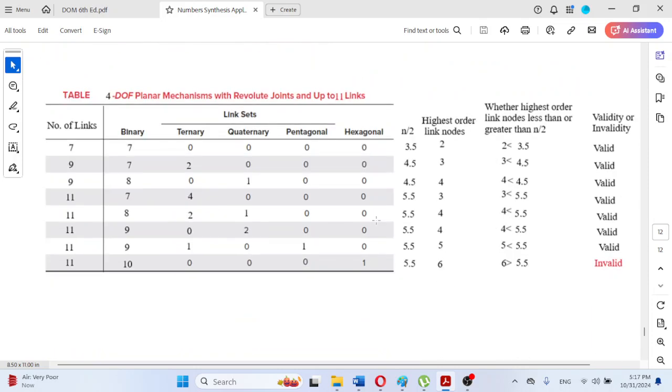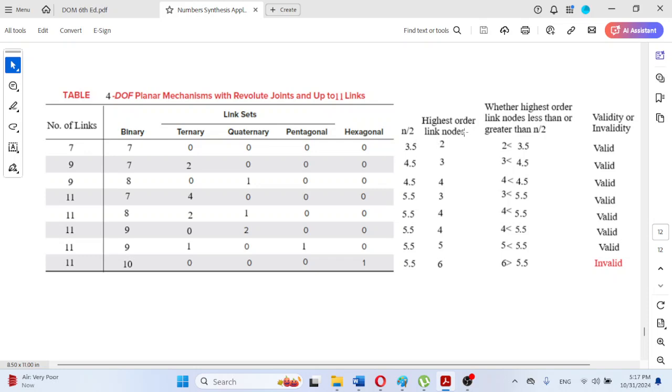And here again a similar table has been made as in the book, that if there are 4 DOF and up to 11 links, and if the total number of links is 7, then they all must be binary links. And here again the same technique has been used to check the validity of the linkage: n by 2, where the total number of links is 7, is equal to 3.5.